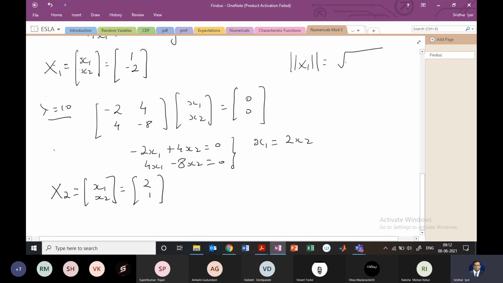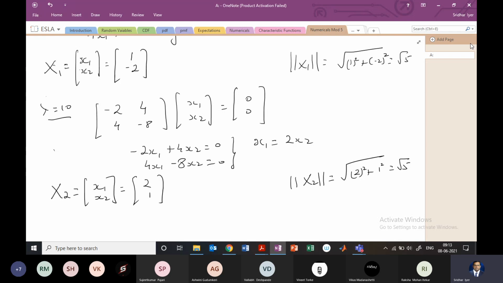So that magnitude is 1 square plus minus 2 square, so you'll have root 5. And then from here you need to find the magnitude of x2, which will be root of 2 square plus 1 square, which will be root 5, right? So once you have the magnitudes, now you can find the values of u and v, right?